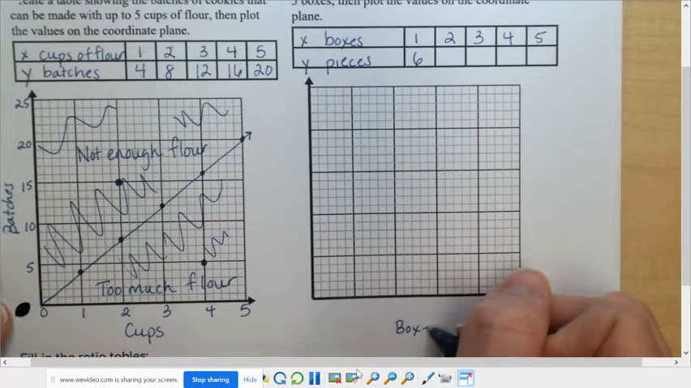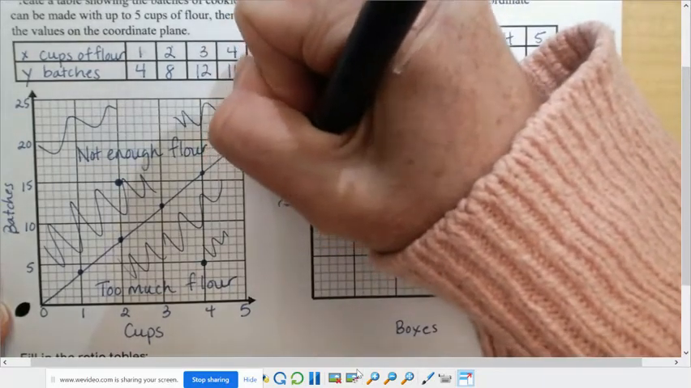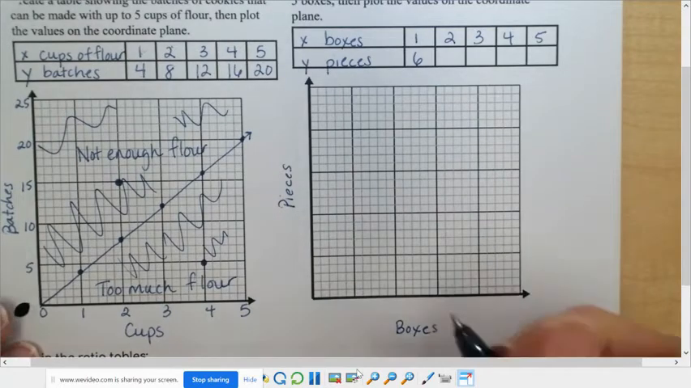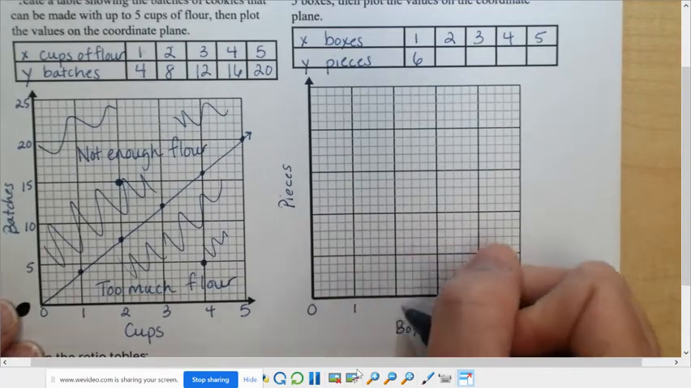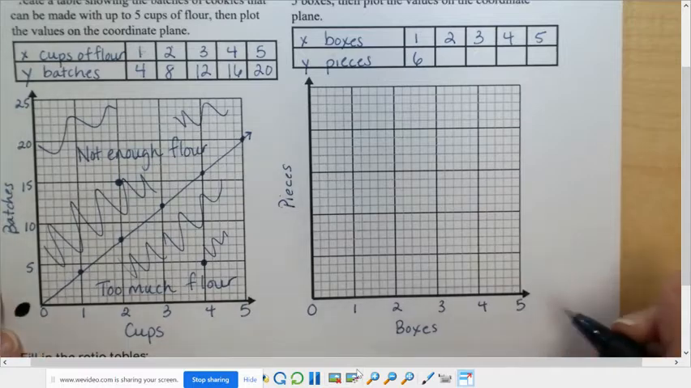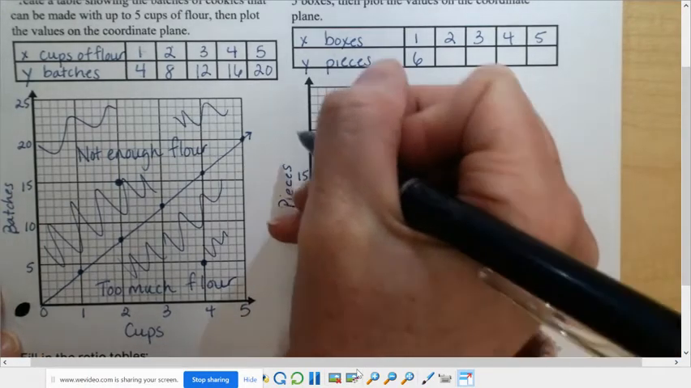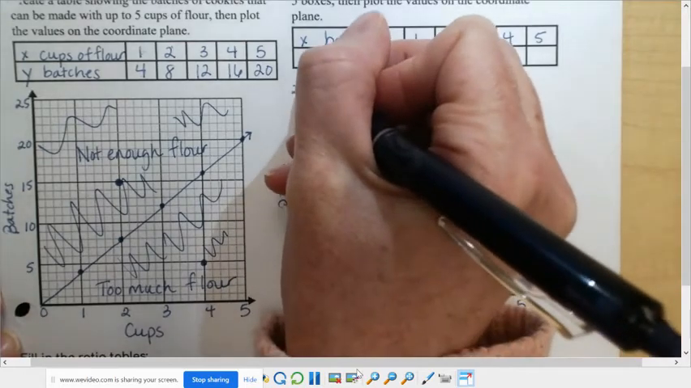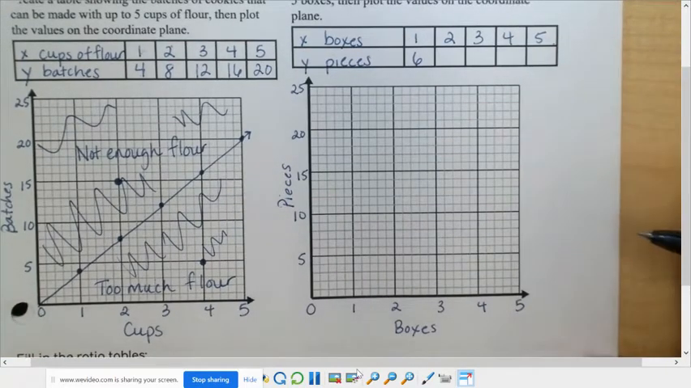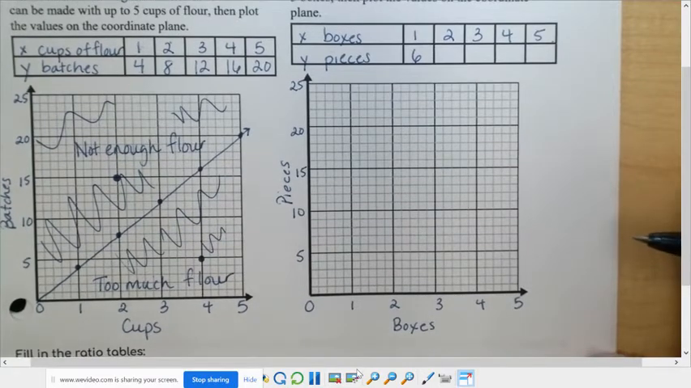My x value is my boxes, and my y value over here is the pieces of candy. I'll number the graph, counting again by fives. Go ahead and fill in your table and graph these. You won't be able to graph this last one, but go ahead and graph the ones that you can. And when you're done, come back and check your work.